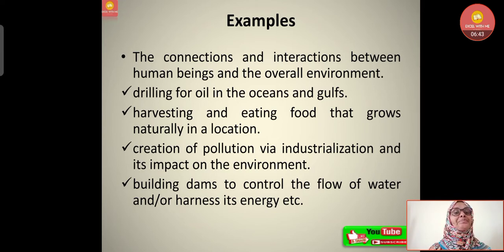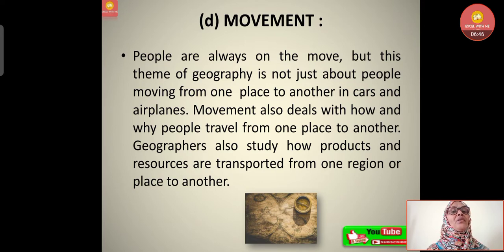Now the next theme, that is movement. People are always on the move, but this theme of geography is not just about people moving from one place to another in cars and airplanes. Movement also deals with how and why people travel from one place to another. So moving from one place to another, maybe in search of a job, maybe in search of livelihood, for agriculture or anything. People want to move for their development, lifestyle, everything. From east to west they move, west to east, anywhere people move from one place to another. Even food gatherers in ancient times used to move from one place to another for the collection of food.